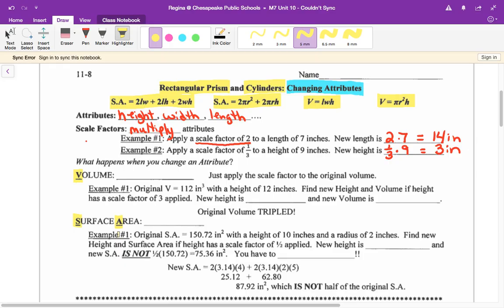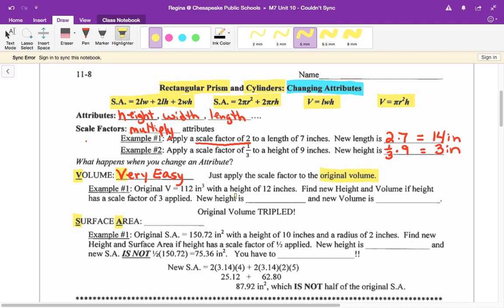Now, if they ask you to change an attribute with volume, it starts with a V. V, it is very easy. So we like those types of questions because volume is very easy. All we have to do is apply the scale factor to the original volume. We don't have to start all over.